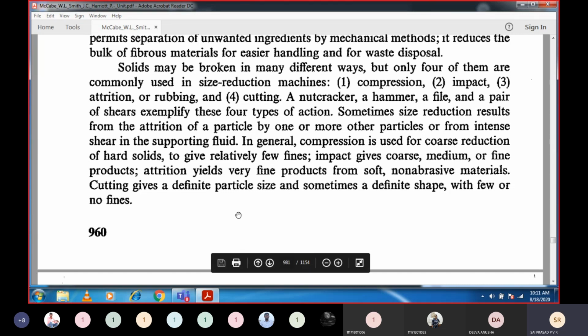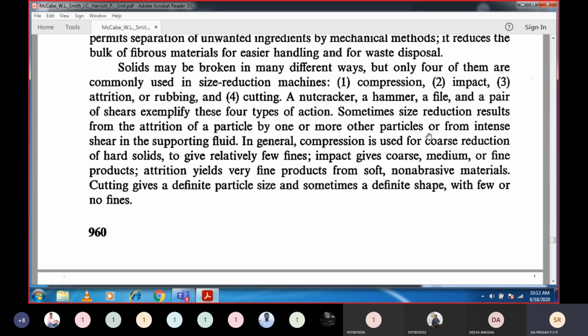So as I said, steam is used. In general, compression is used for coarser reduction of hard solids. So what is coarser reduction? Coarser reduction is used for coarser particles. What are coarser particles? Particles whose sizes are measured in millimeters or inches. Now they will be crushed, and then we are going to get the next type, that is fine particles whose sizes are measured in screen sizes. So how is it possible? We can use coarser type of size reduction equipment.